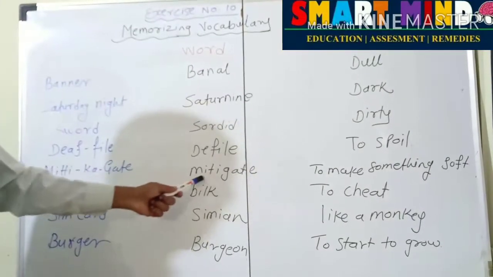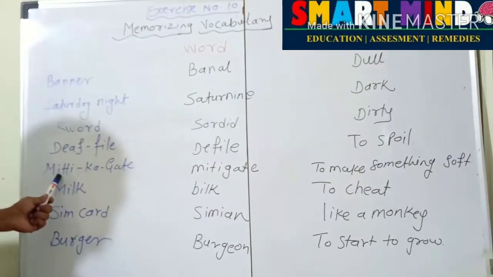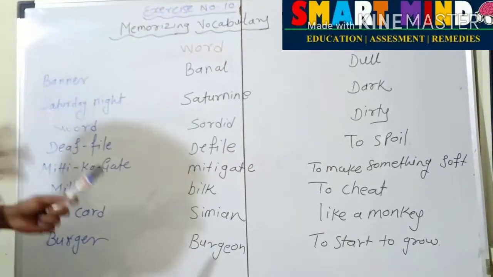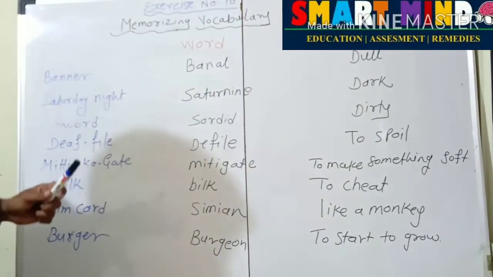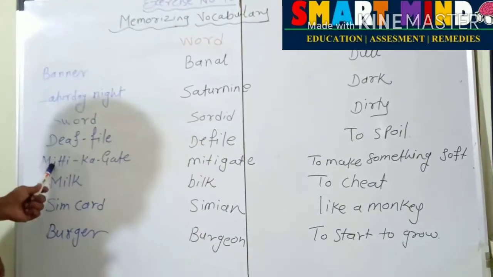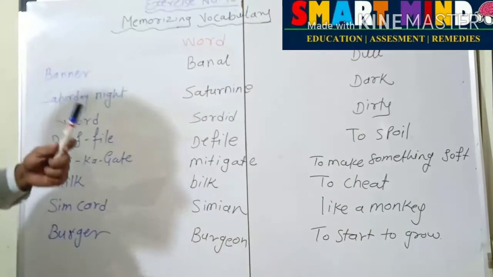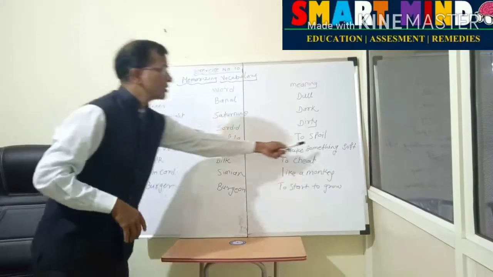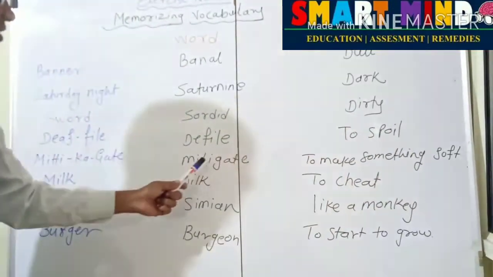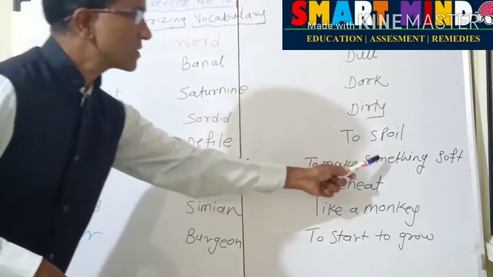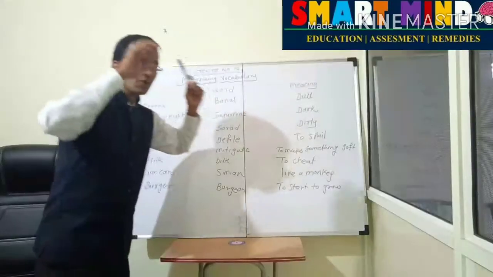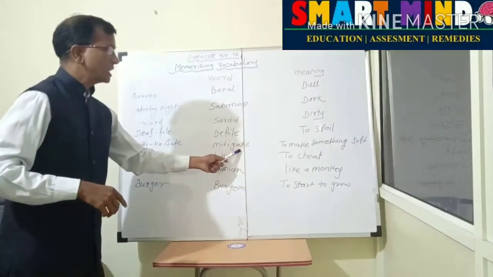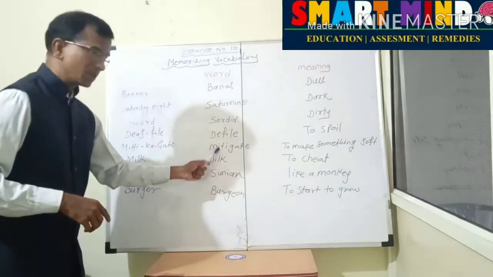Mitigate. From mitigate you have to learn mitigate. In Hindi it is called miti, in English it is called soil. On that soil you sit and pour water to make it soft. What is the meaning of mitigate? To make something soft. You have to recall mitigate, soft. These are the important words.